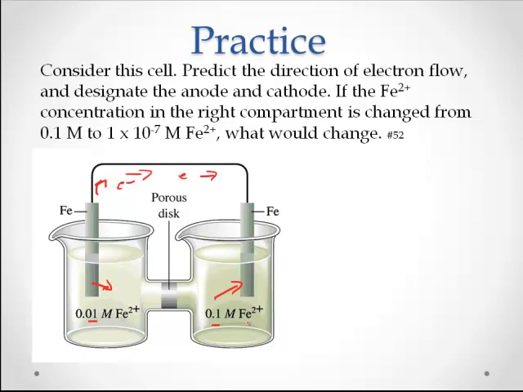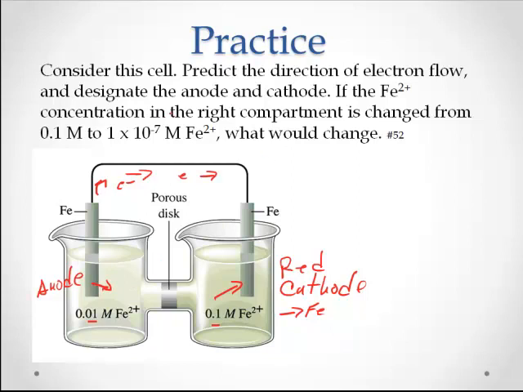So where's the reduction happening? Well, we're going from iron 2 plus to just iron solid, so that's reducing. So here's reduction, and so this must be the cathode. And so this would be the anode. All right, so that's the first part.